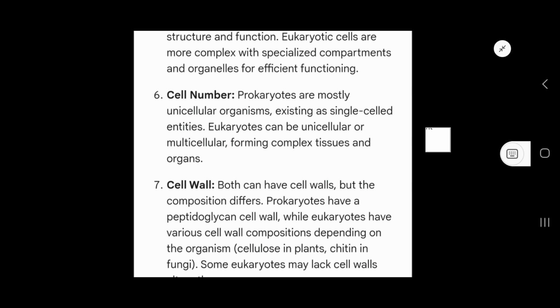6. Cell number. Prokaryotes are mostly unicellular organisms, existing as single-cell entities. Eukaryotes can be unicellular or multicellular, forming complex tissues and organs.